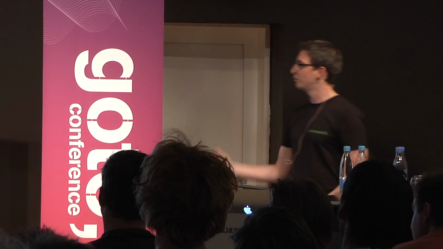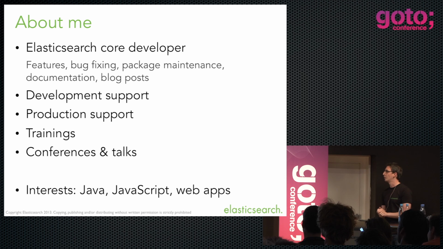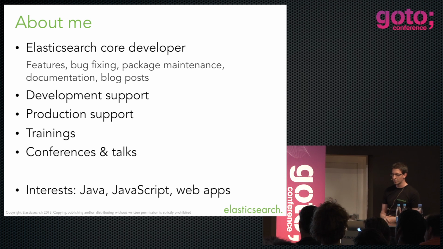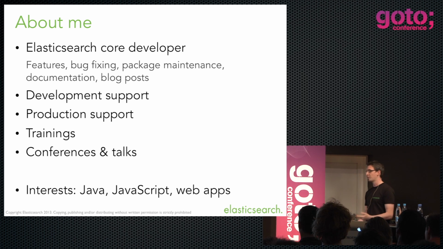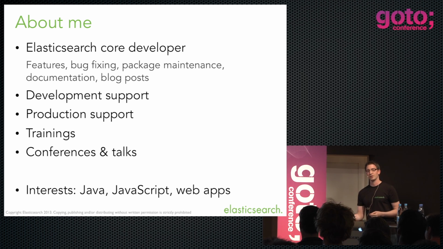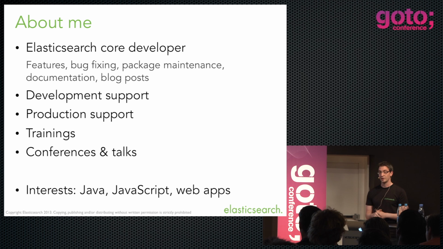Before I start, let me introduce myself. I'm Alexander. I'm a core committer on Elasticsearch. This means features, bug fixing. I'm maintaining the Debian and the RPM package, so if everything is going wrong with packaging, it was most likely me. As committing to a GitHub repo is not a sustainable business model, the company called Elasticsearch around the product is offering development and production support. This means we help you get up and running with Elasticsearch, and we are also helping you in case your production system goes nuts.